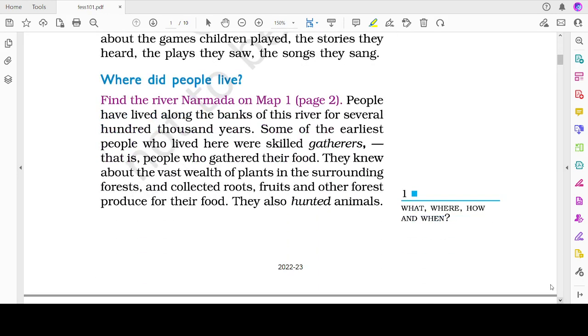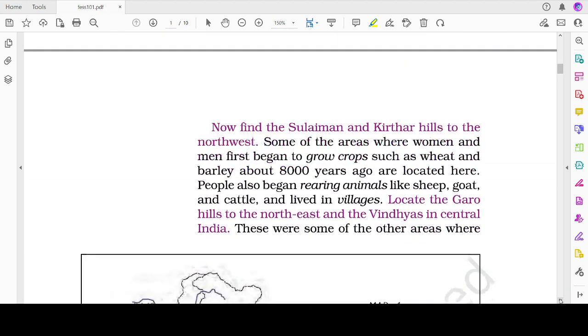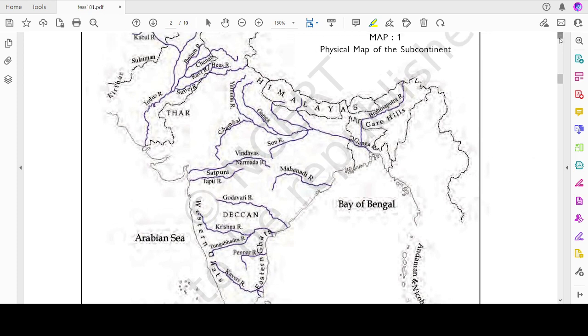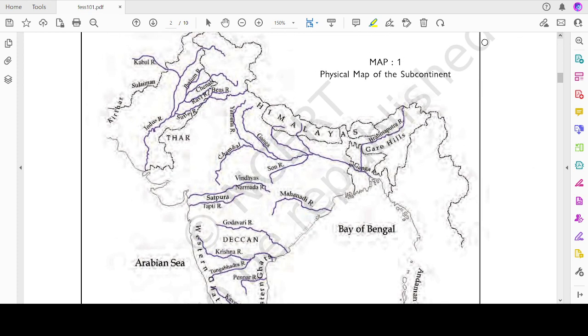Then comes the question, where did people live? We can find the Narmada river on the map given. Let us go to that page. So map 1. Here we can see the Ganga river and the Narmada river.